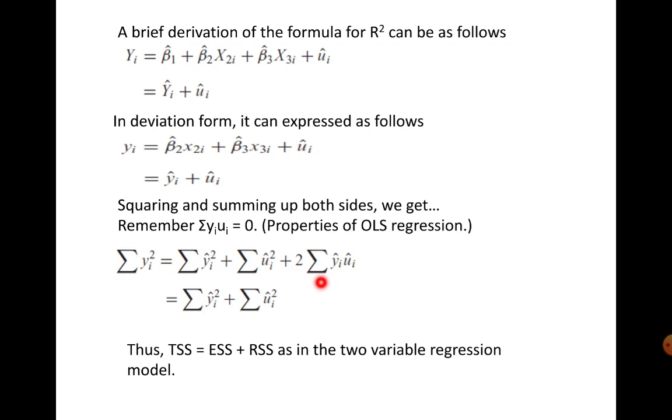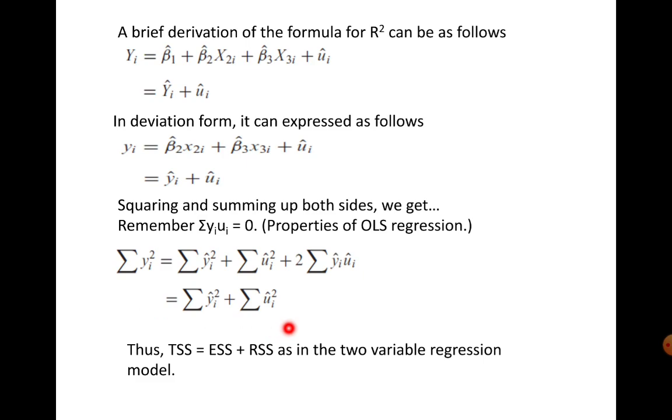Right, now properties of OLS estimators, which was discussed in the last lecture, we said that the estimated yi hat and the residual term ui hat are uncorrelated, or they are independent, which is why summation yi hat ui hat will be equal to 0. Right, so if this term goes away, you can see that summation yi square is equal to summation yi hat square plus summation ui hat square.